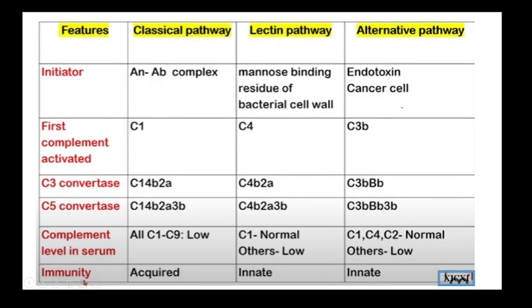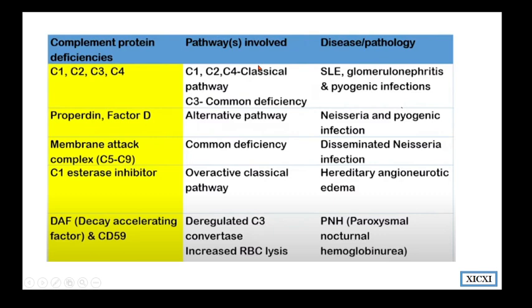Remember, now this one, the classical pathway, is acquired while we have antigen-antibody complex. This one is innate. Innate means that you're born with it, because here there is no exposure to the antigen. Usually you're born with these two proteins found here. So I'm going to finish on this slide regarding the pathology.